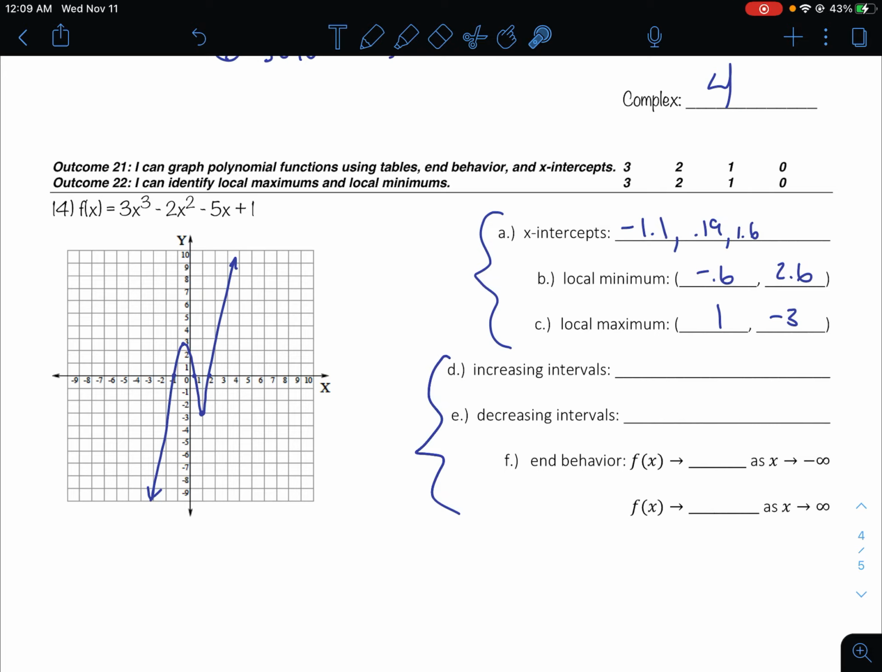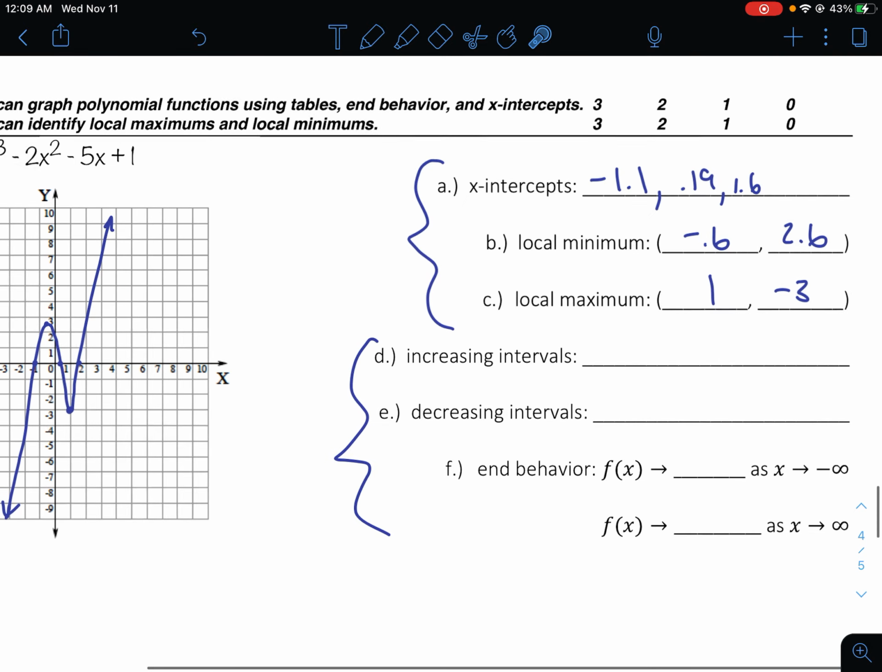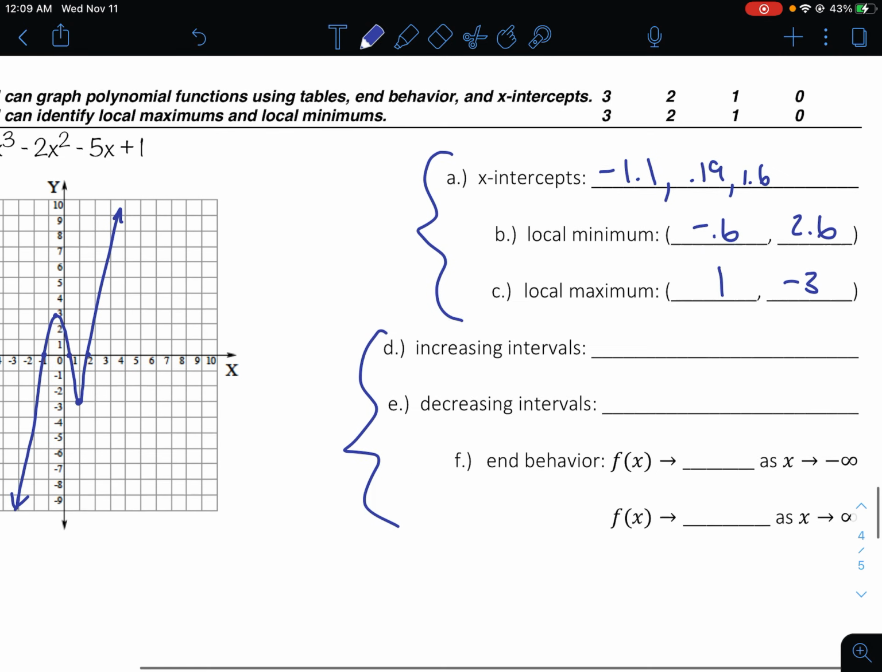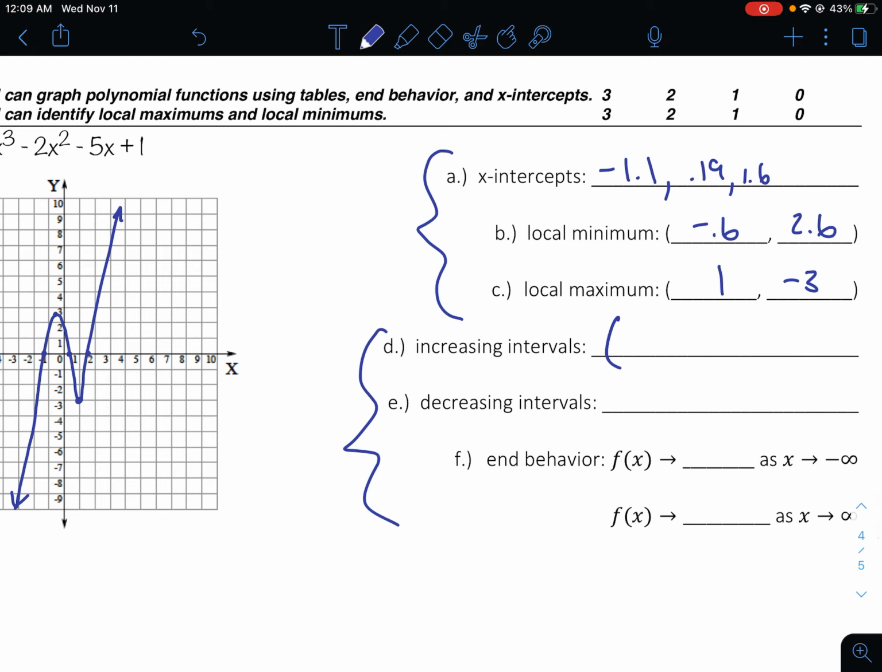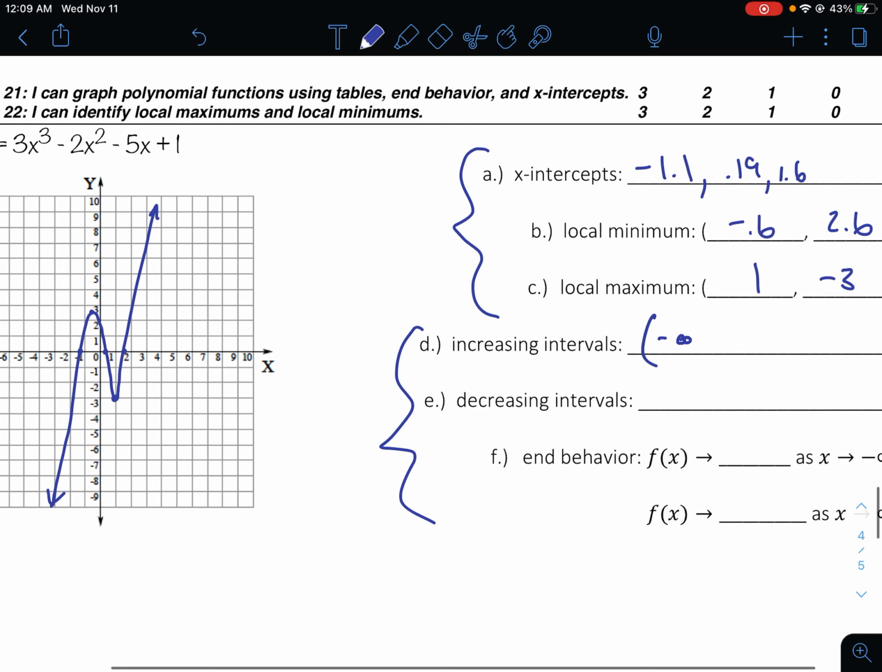So we write intervals based on a number system, including numbers, but also infinities. And so we always go from left to right. So when you're doing intervals, you always read from left to right. So because we don't know where this graph starts, we just know that it's got an arrow, so it goes on and on forever in the left direction. I know that the increasing interval is going to start, so we do it in parentheses, it's going to start at negative infinity.